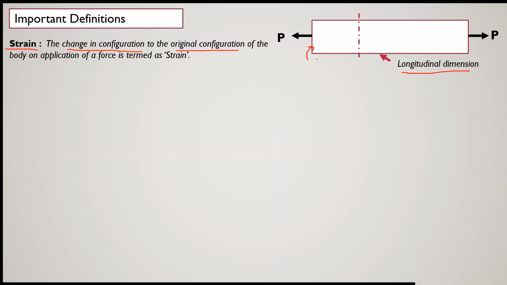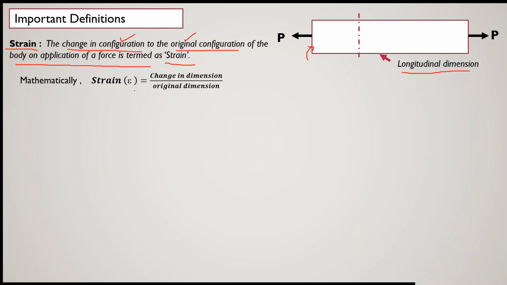Now, original configuration: suppose this member has some length L, and when you apply force, it will resist, and when your applied force is more than the resisting force, then this material may get some extension. That means its length may increase, so the original configuration has been changed. That change in configuration to the original configuration of a body, of a material, when some force is applied, that ratio is known as strain.